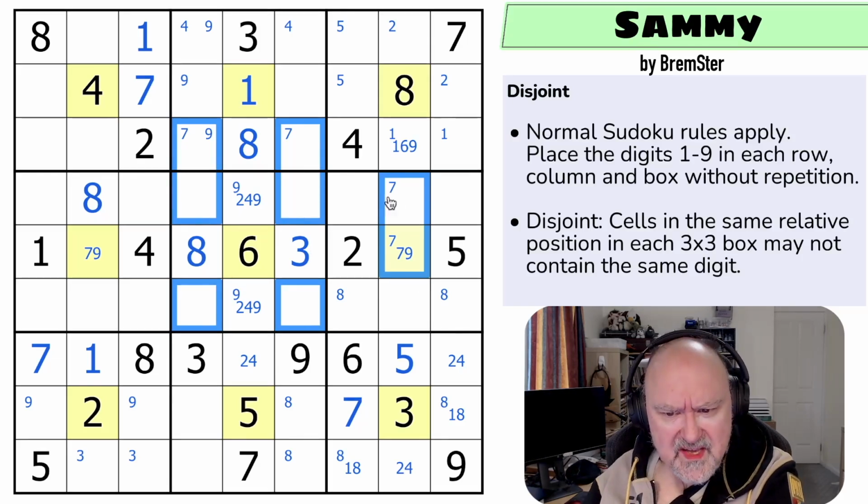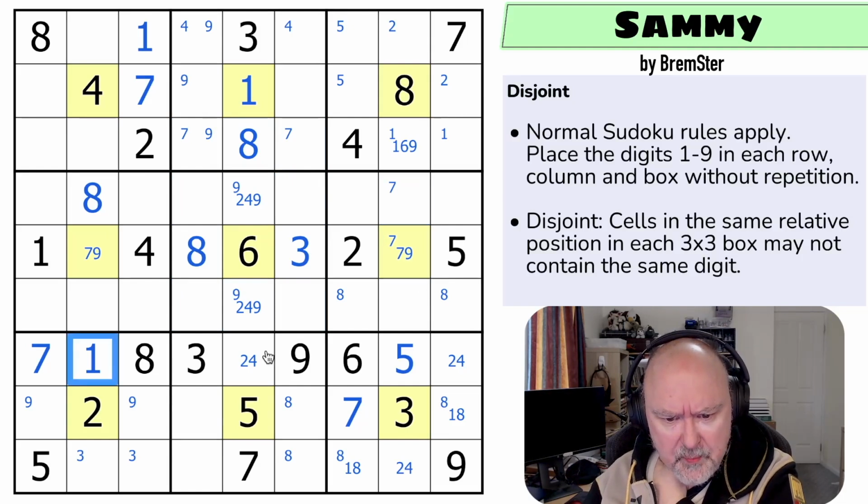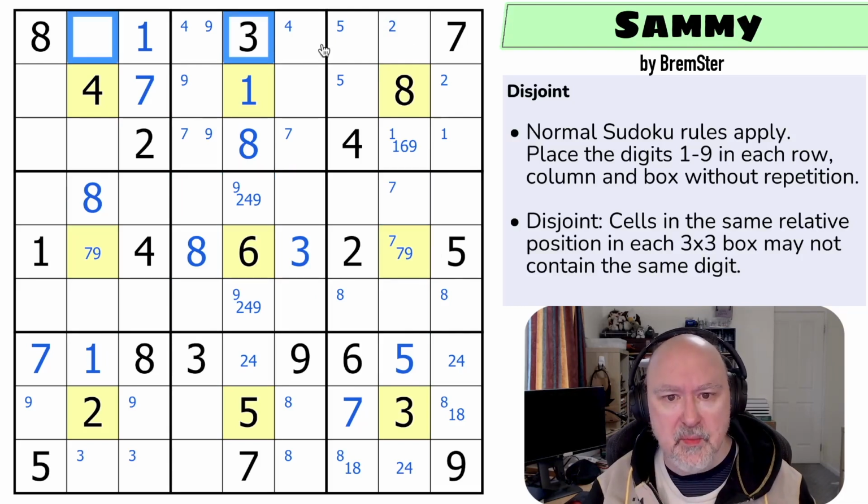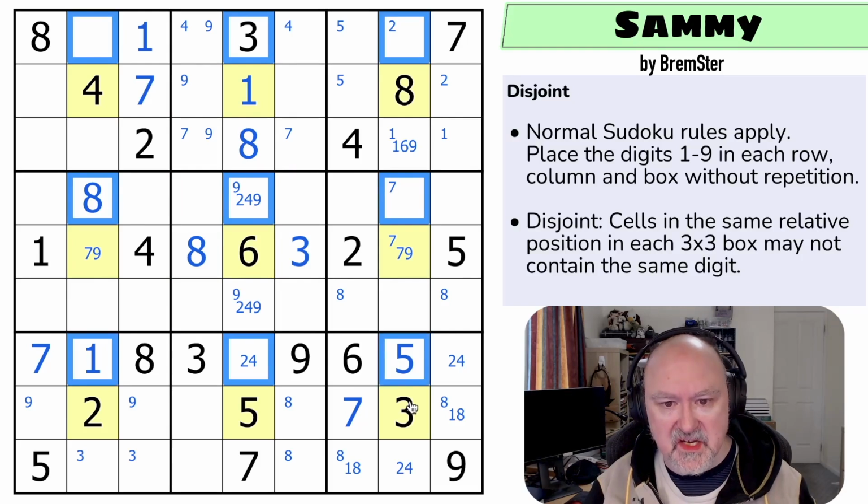Where can I put 7 in the top center? I can't put it in any of those. So it's in one of those 3. That has to be the 7. Where do I put 7 in that set? It has to go in one of them.